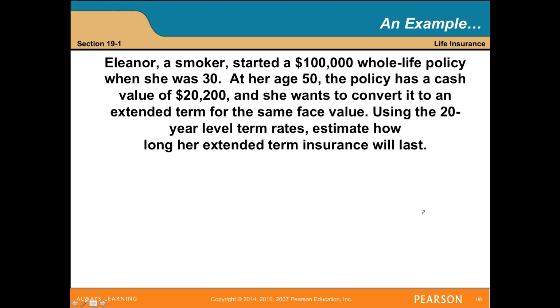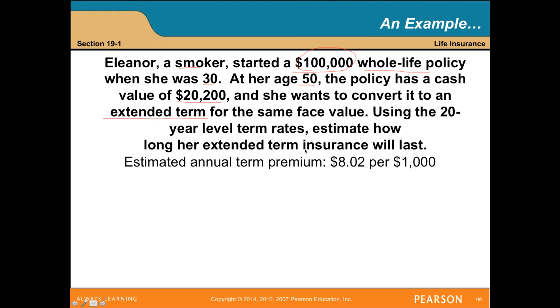So as an example, you have Eleanor, who's a smoker, started a $100,000 whole life policy when she was 30. At her age 50, so now we know there's 20 years difference here, the policy has a cash value of $20,200, and she wants to convert it to an extended term for the same face value. Using the 20-year level term rates, estimate how long her extended term insurance will last. So we know the estimated annual premium amount is $8.02 per $1,000.